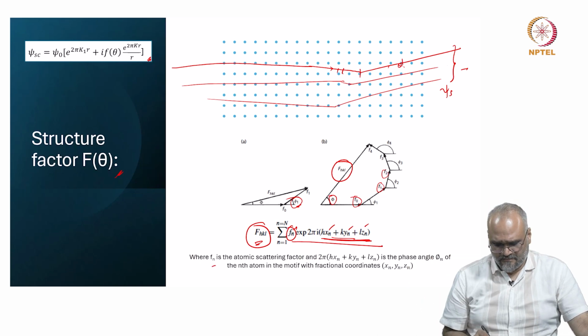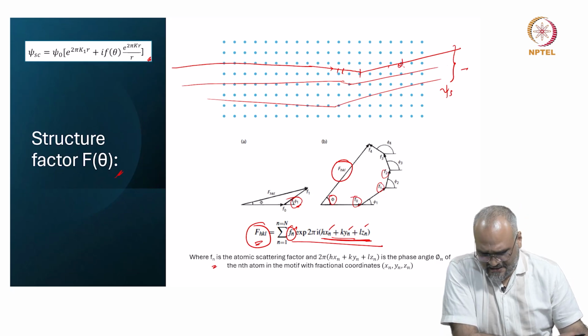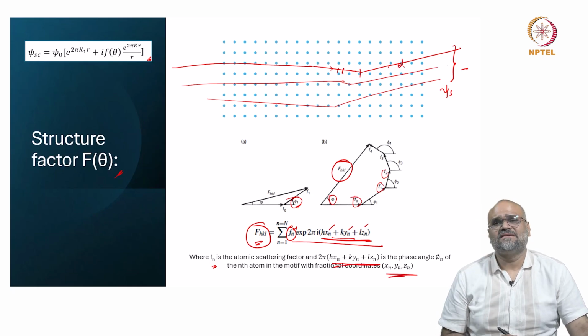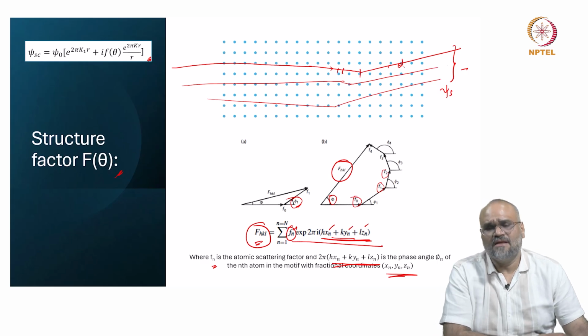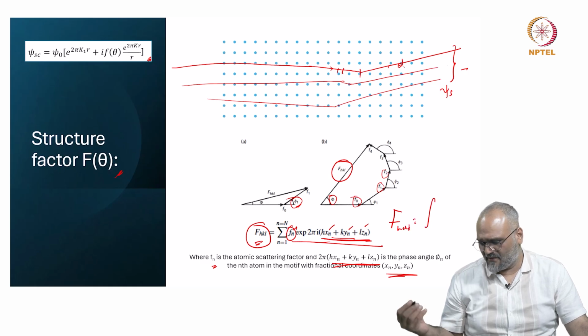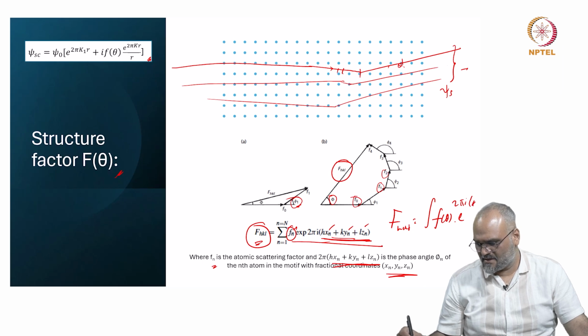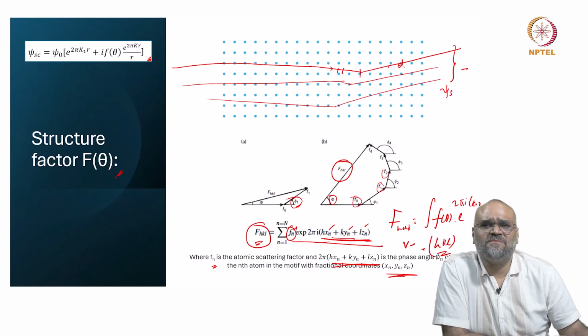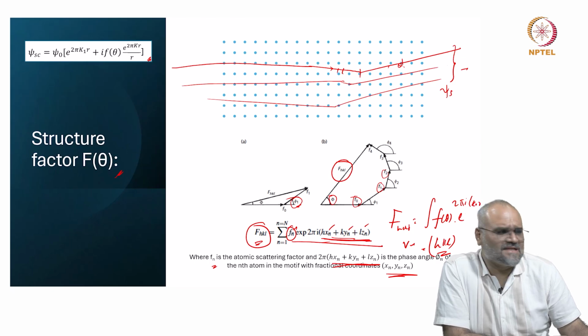So, when small fn is the atomic scattering factor, and if the atoms are arranged in periodic fashion with coordinates at positions x, y and z, you can write this expression as F HKL is an integral of f theta times e power 2 pi i k dot r, where r is a position vector which includes the positions of the atoms, which can be given by the Miller indices of the planes within a crystalline sample.